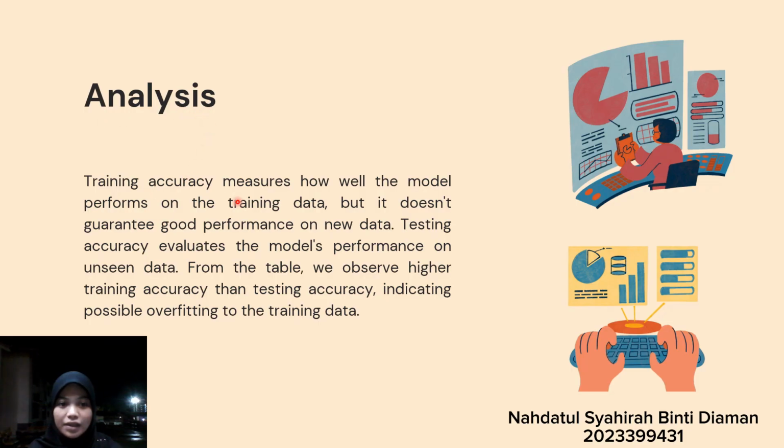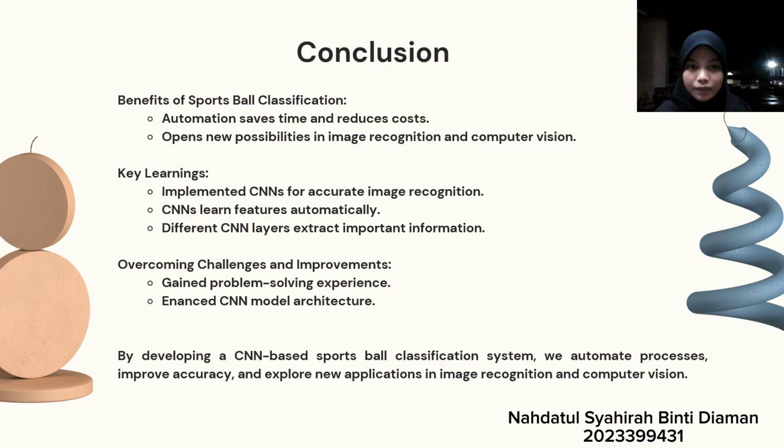For the analysis, training accuracy measures how well the model performs on the training data, but it doesn't guarantee good performance on new data. Testing accuracy evaluates the model's performance on unseen data. From the table, we observe higher training accuracy than testing accuracy, indicating possible overfitting to the training data.